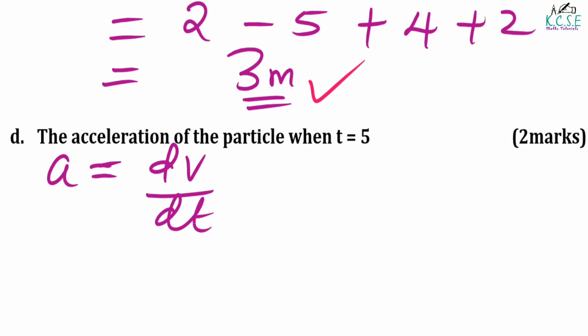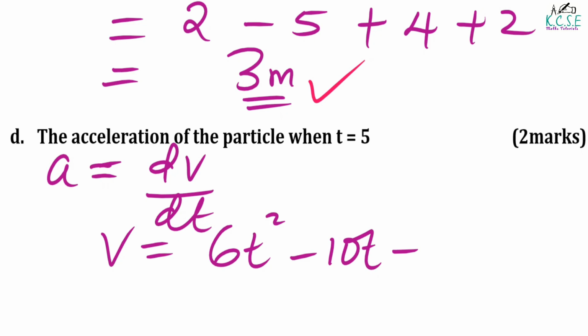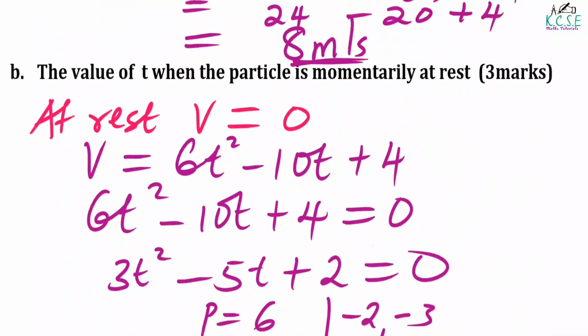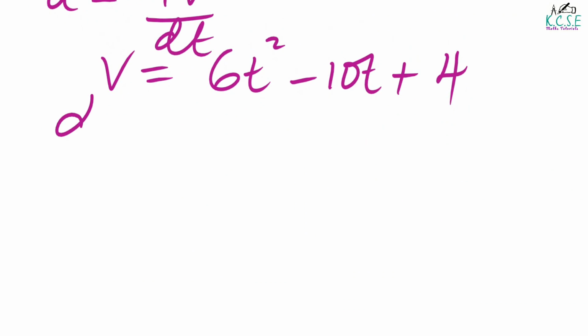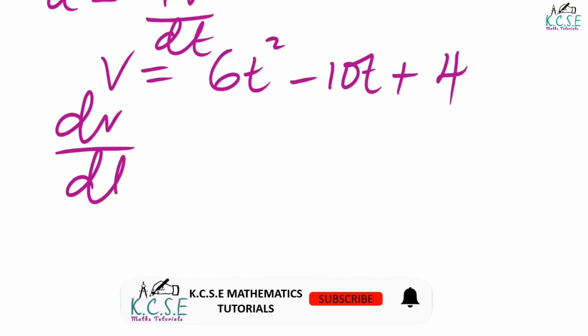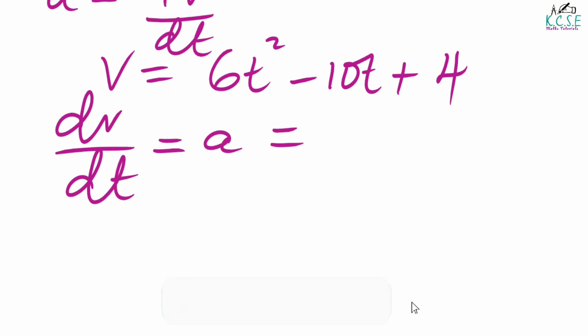In this case, we have the expression for velocity, which is 6t squared minus 10t plus 4. That is the expression for velocity. We had obtained that one earlier. When we differentiate this, we get the differential function dv over dt with respect to t. This gives acceleration, and this will be 12t minus 10. So that is the value of acceleration.